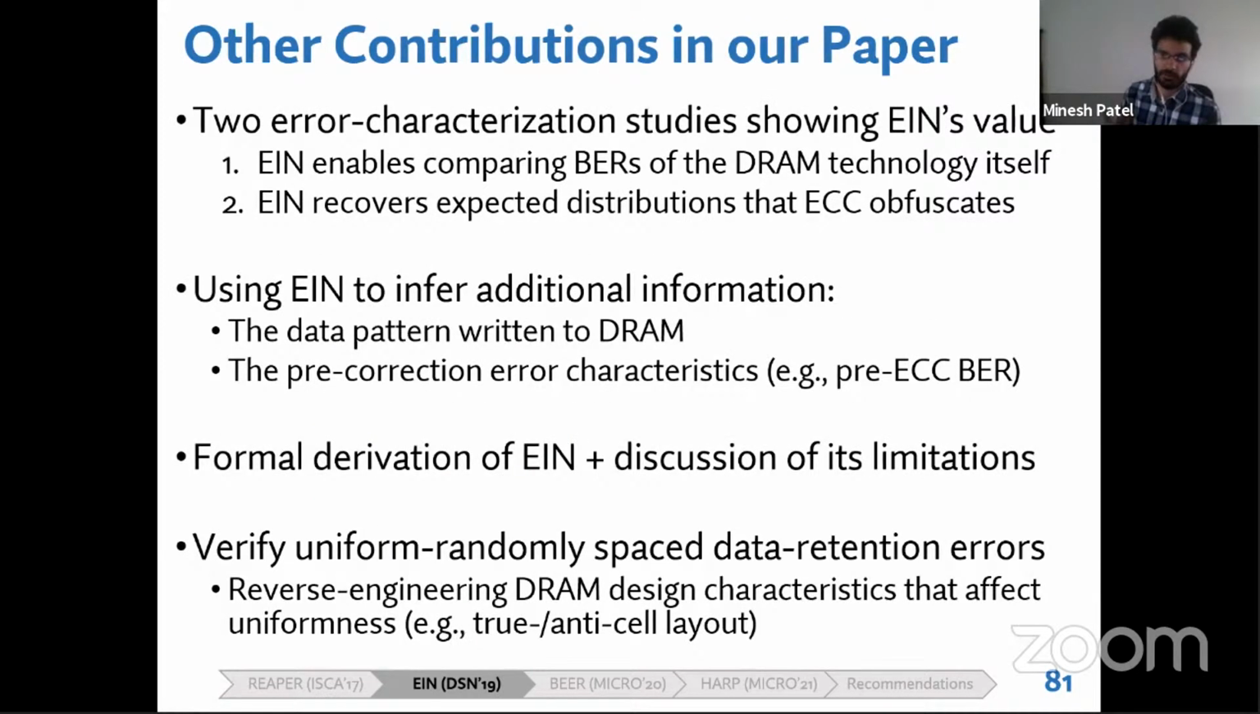Okay. So finally, I'd like to conclude with just mentioning that there are a lot of other contributions in the paper that I didn't describe in the talk here. We show more formal derivations and more data and so forth. If you're interested, then please go ahead and look at the paper. So I'll stop here for now and take any questions that we have related to EIN.